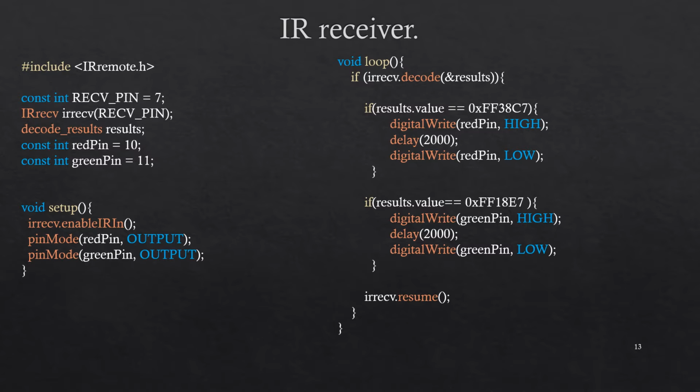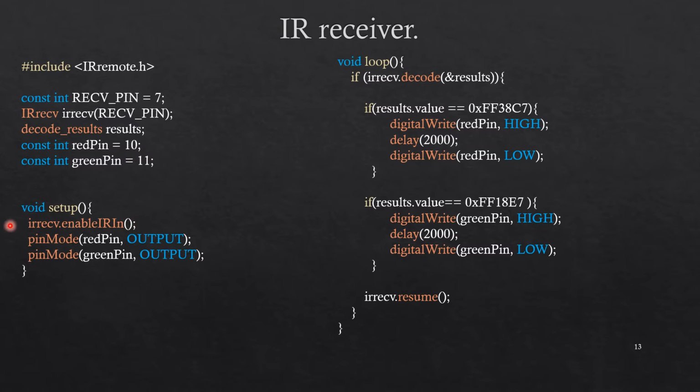Then the code that you would use in your project. First, to use the IR receiver, you need to download the IR remote library from the library manager. Then when you want to use the remote control in your project, you include that library. You define the pin that your receiver is connected to. You pass that pin to the library. You define the decoding results as it is defined in the documentation of that library. And here in this example, we have used 2 LEDs to be turned on or off using the remote control.